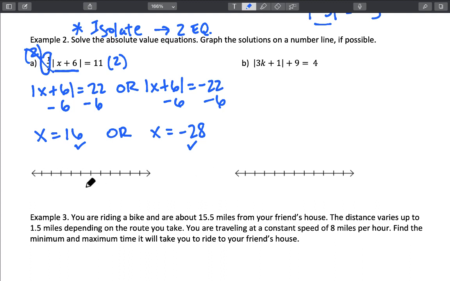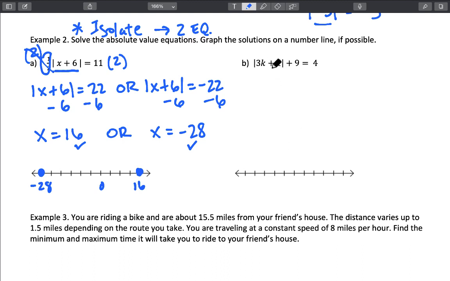All right, now we're going to plot those solutions on our number line. -28 way over here, and I'll put 0 here in the middle, and then 16. When we plot the solution, we're just going to graph little dots on the number line, indicating that either -28 or 16 can be a solution to that equation.